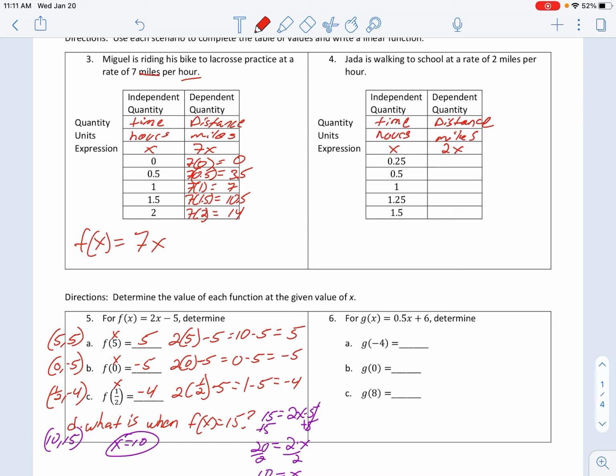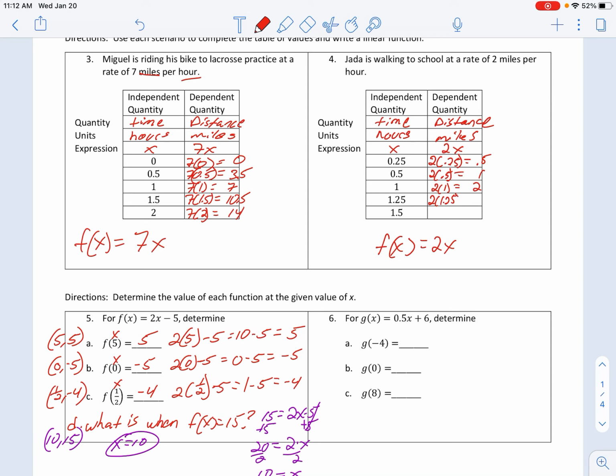Okay, remember the independent quantity is what influences everything. Now, after that, to fill out the rest of this column, we're going to be taking that 2x, that's my function. So the function we just created is 2x, so 2 times 0.25. Go to your calculator if you need to. But 2 times 0.25, you've walked half a mile. And 2 times 0.5, you've walked 1 mile. 2 times 1, which makes sense. You've walked 2 miles because you're doing 2 miles per hour. 1 hour, you walked 2 miles.